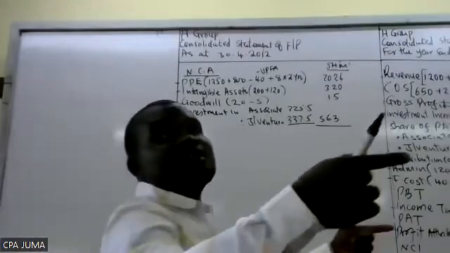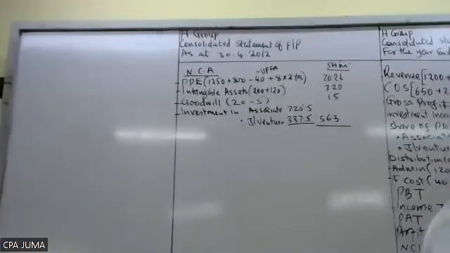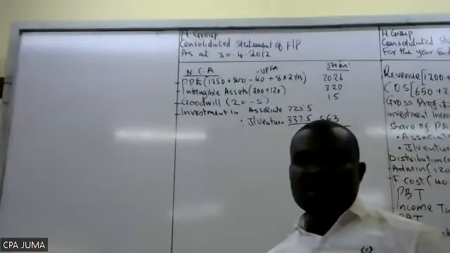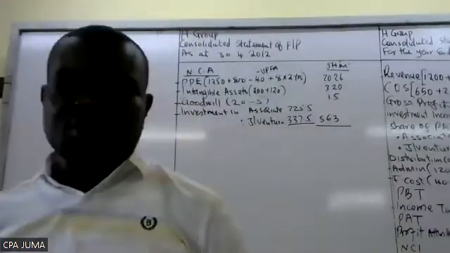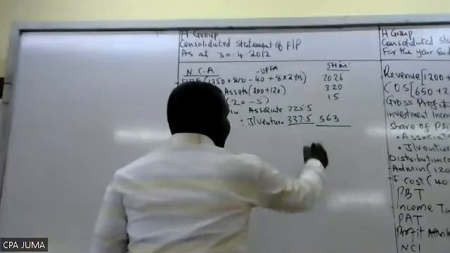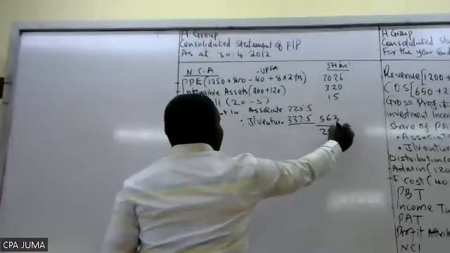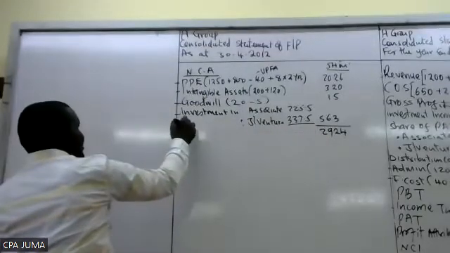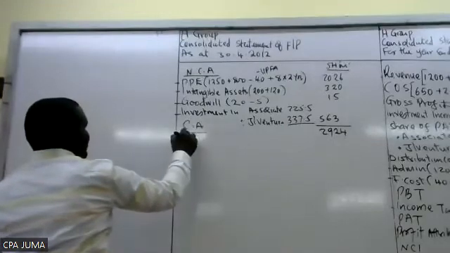Investment in the subsidiary is replaced with the goodwill. Yes, we don't bring investment in subsidiary. Instead, we bring goodwill. Take note of that. So how much? That total is 2924. Current assets, inventory.